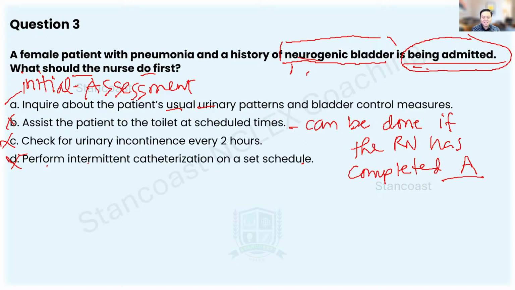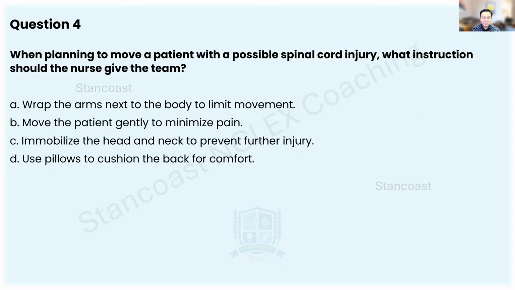All right. What about number 4? When planning to move a patient with a possible spinal cord injury, what instructions should the nurse give the team? Is it A, wrap the arms next to the body to limit movement? B, move the patient gently to minimize pain? C, immobilize head and neck to prevent further injury? D, use pillows to cushion the back for comfort.